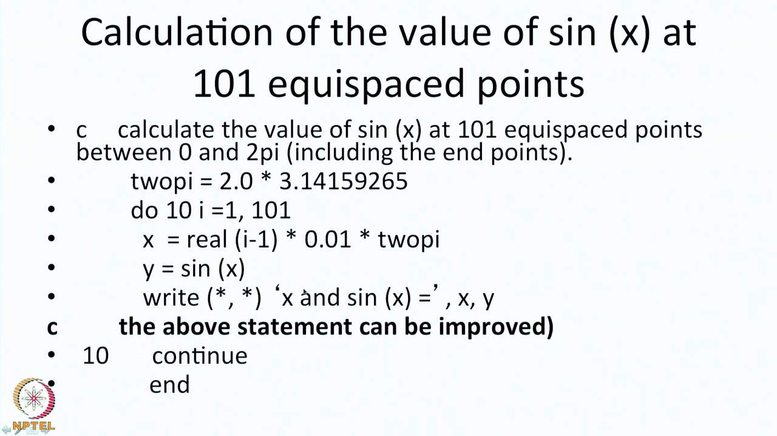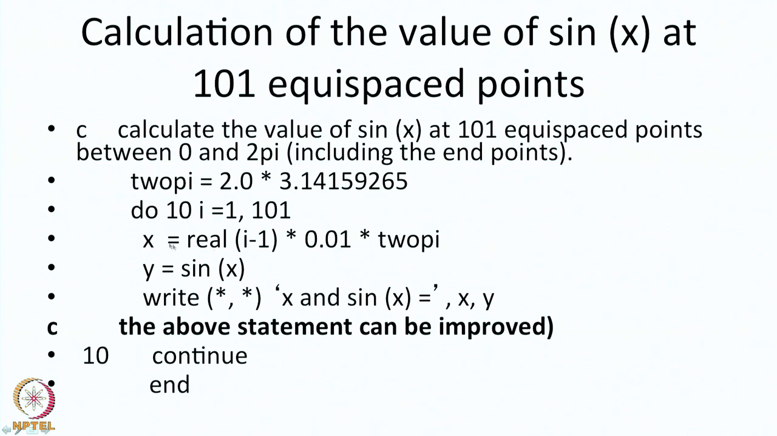You repeat the whole procedure, calculate the sine, print the values on the screen, go back, next time I is equal to 3, calculate, print. The last time I will be 101. When I is 101, 101 minus 1 is 100. So, real of 100 is 100.0, 100.0 into 0.01 is exactly 1, 1.0.